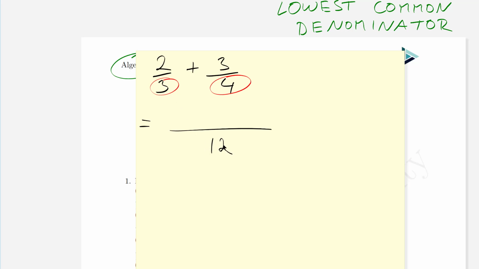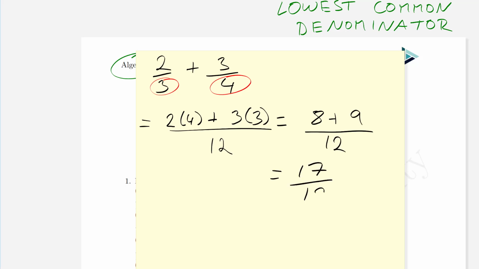So I multiplied 3 by 4 to get 12. So whatever I do to the denominator, I have to do the same to the numerator. So if I multiply 3 by 4, well then the 2 must also get multiplied by 4. And something similar here. The 4 into 12 goes 3 times. So this 4 got multiplied by 3. So therefore the top 3 must also get multiplied by 3. So that will be 8 plus 9 over 12, which will be 17 over 12. So that's fairly straightforward. You learned how to do that a long time ago.